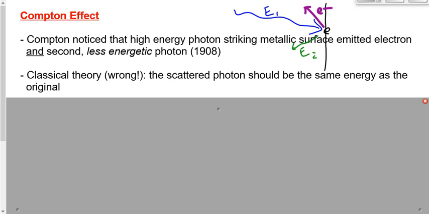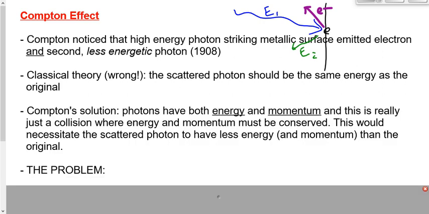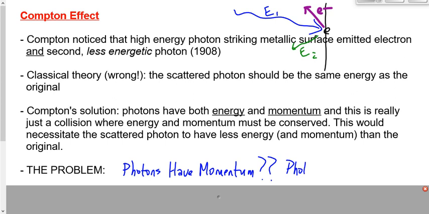There's a big apparent problem with this. There's not really a problem, but it seems like there is. And that is that Compton is saying that photons have momentum. I'm going to put a big question mark by that, though, because how can photons have momentum when photons don't have mass?